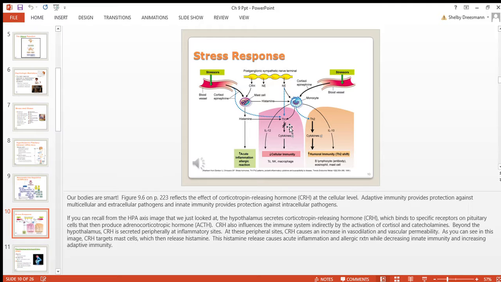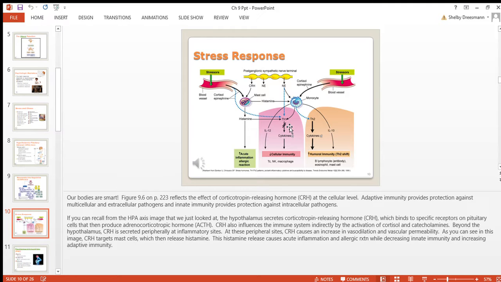In this image, you see CRH targets mast cells. Mast cells release histamine. Histamine causes acute inflammation and allergic reaction while decreasing innate immunity and increasing adaptive immunity.